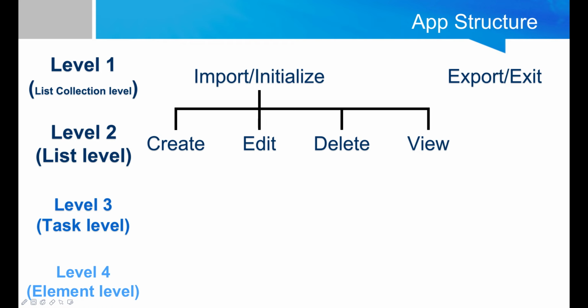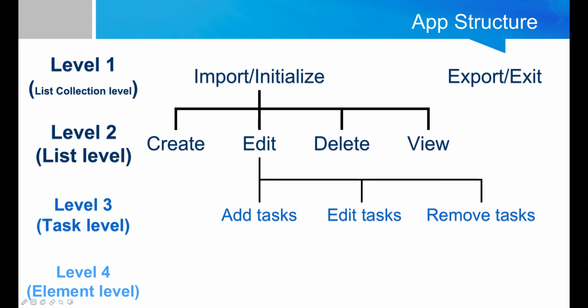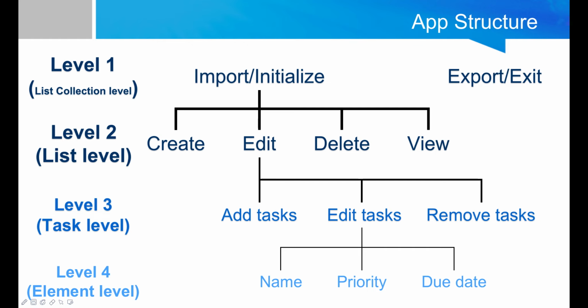Because the list consists of multiple tasks, this app has a third level, which allows the user to edit the tasks, and edit and remove a task from the list. And because each task has 3 elements: name, priority, and due date, these elements form the 4th level of the app.